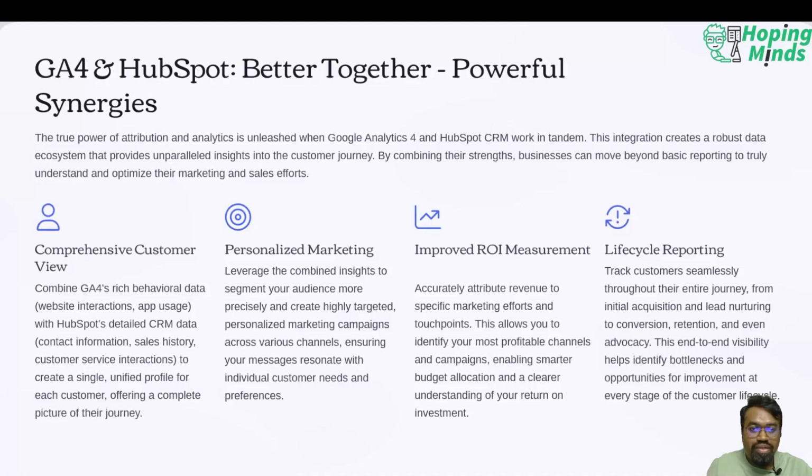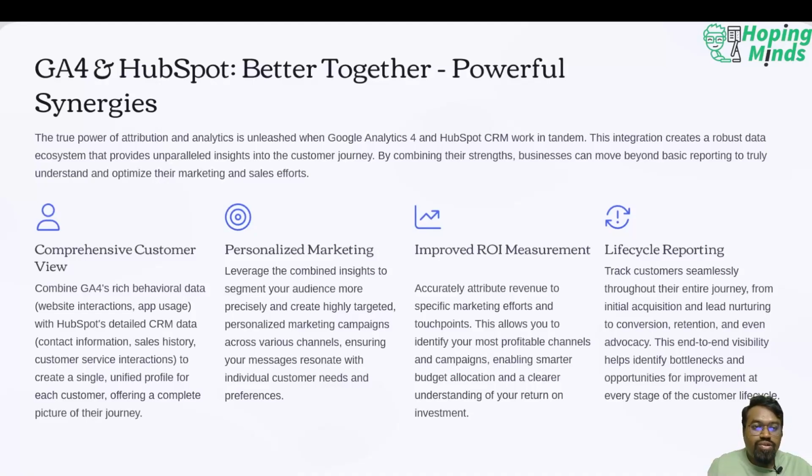Improved ROI measurement. These two tools accurately attribute revenue to specific marketing efforts and touch points. This allows you to identify your most profitable channels and campaigns, enabling smarter budget allocation and a clearer understanding of your return on investment. So we need to make sure that we utilize both the tools together.